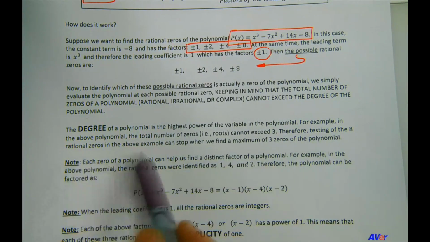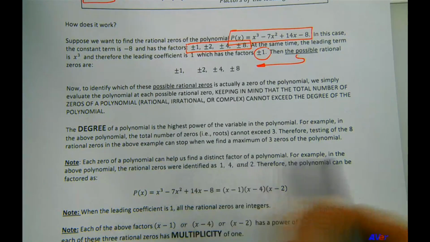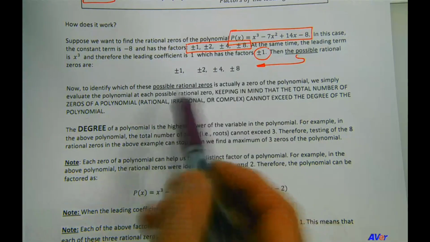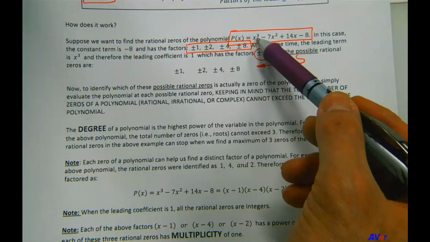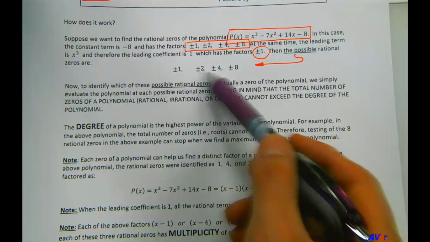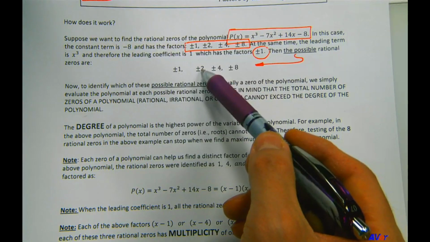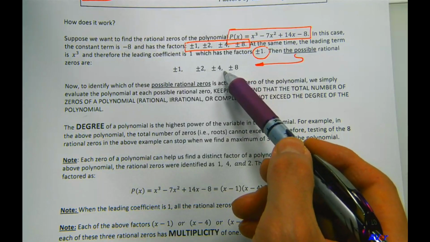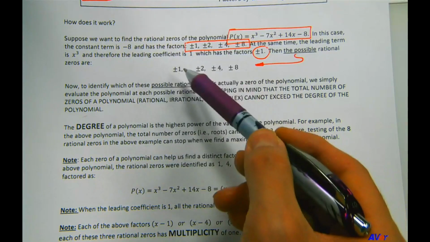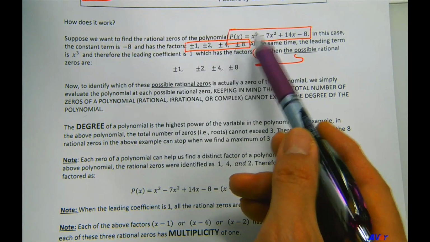Therefore, testing of the 8 rational zeros in the above example can stop when we find a maximum of 3 zeros of the polynomial. What this short paragraph is saying is that you can have a maximum number of 3 rational zeros in this polynomial. If you test these numbers one by one and find 3 rational zeros, and you haven't finished testing all the other numbers, you can simply stop, because the other numbers will not work, since you've already found as many rational zeros as is possible in this case.